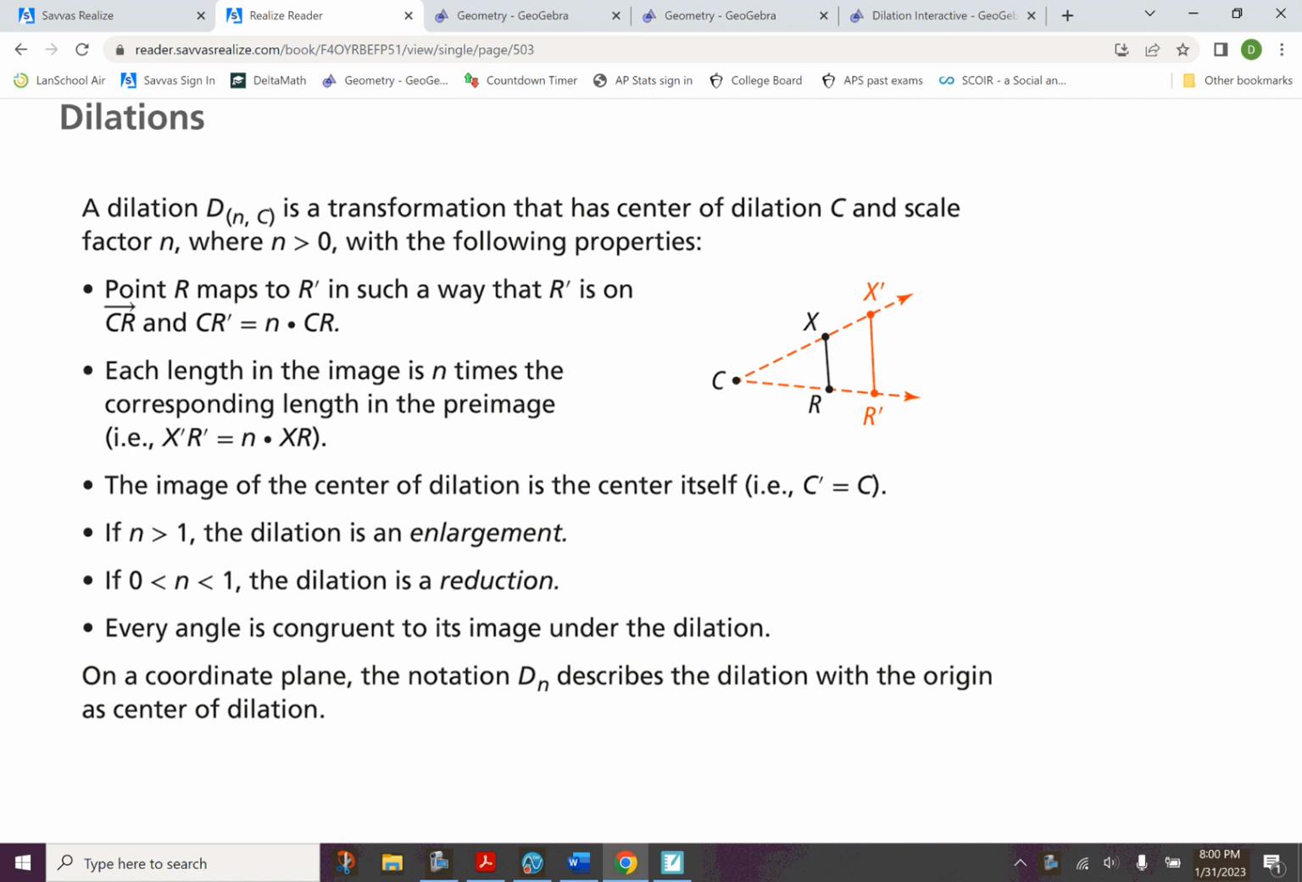Angles take care of themselves with this process. Every angle is congruent to its image, congruent. The side lengths are proportional, but the angle measures are congruent. And then that last line down there, suppose we put things on our coordinate plane here. So D sub N, if that's all they write, D sub N, that's the notation here where we're going to use the origin as the center of the dilation.